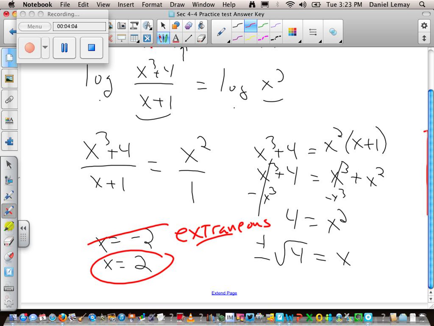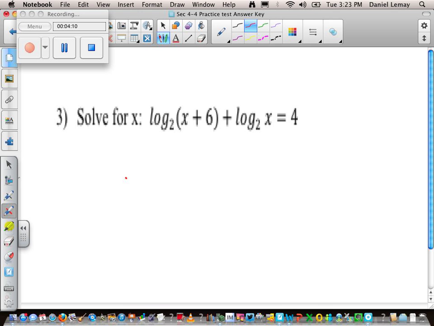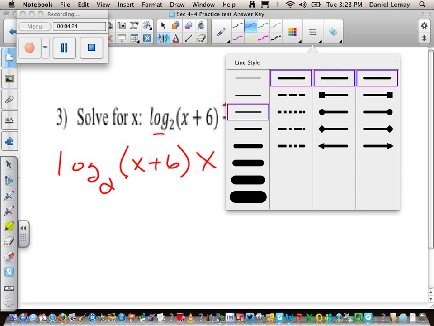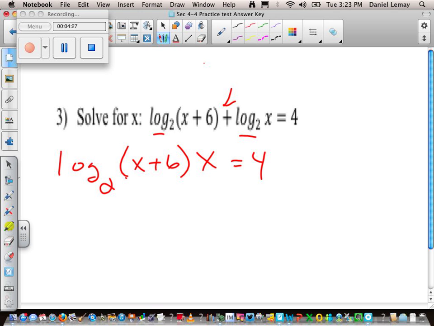All right, let's do the next one. Another equation: I've got the same log, and I'm adding them, so I'm going to multiply the arguments. So log base 2 of x plus 6 times x equals 4. And I've got a single logarithm, so it'd be really nice to get rid of it. Here's the base, here's the exponent, here's the answer, so to speak. So I know 2 to the 4th has to equal x times x plus 6.